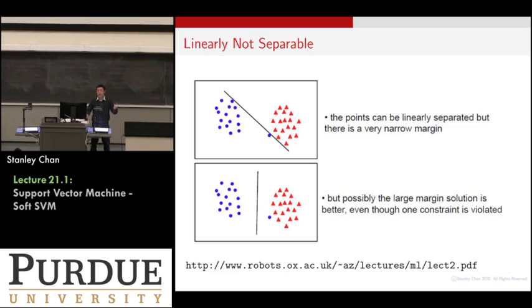Okay? So we ask, now support vector machine is such a powerful thing, right? Because you can design the margin, it's max margin classifier.